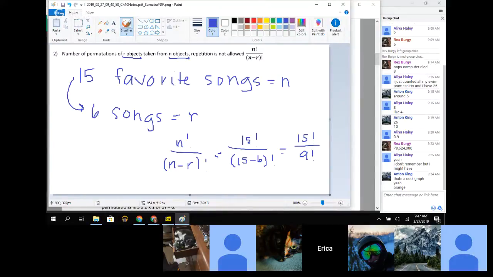Okay, so if you evaluate that, does anyone have any idea, if you're not looking at your paper, how many different choices you would have? You have 15 songs and you pick 6 of them.